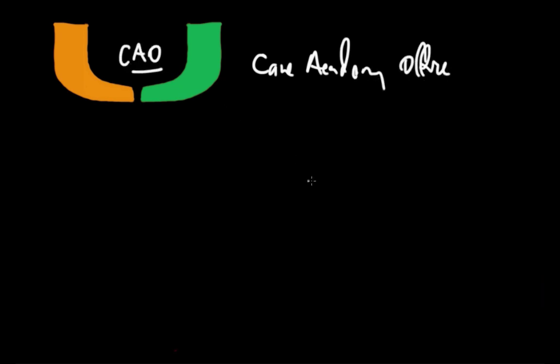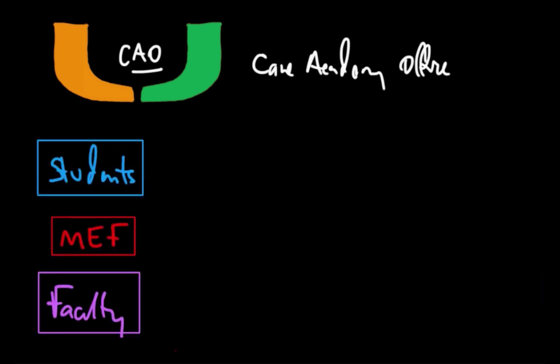Now, in order to make Kane Academy possible, all of this SGS and ICL material needs to be generated, and we're going to be doing that through what we call the Kane Academy Office, or CAO. Now, who's going to be involved in actually making this stuff? Well, it's basically going to be three groups of people, and those are the students, the MEF, or Medical Education Fellow, who manages the Kane Academy Office, and faculty.